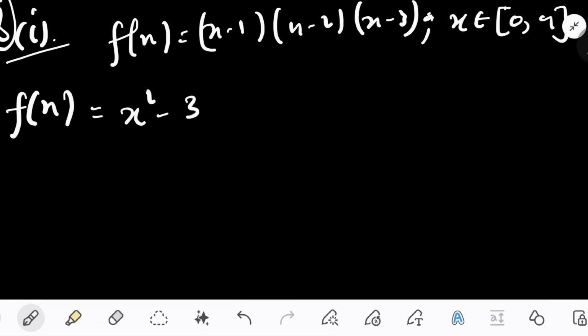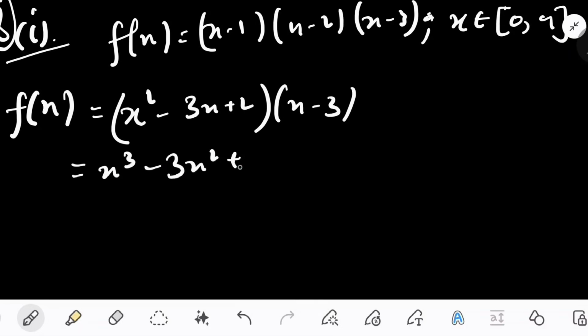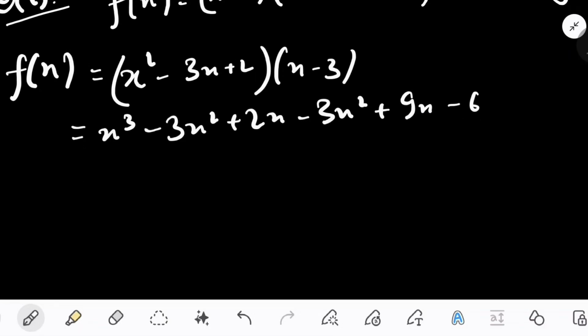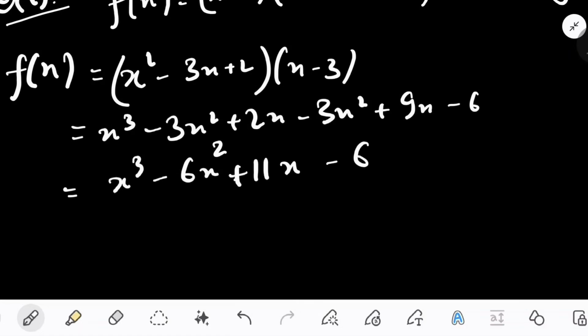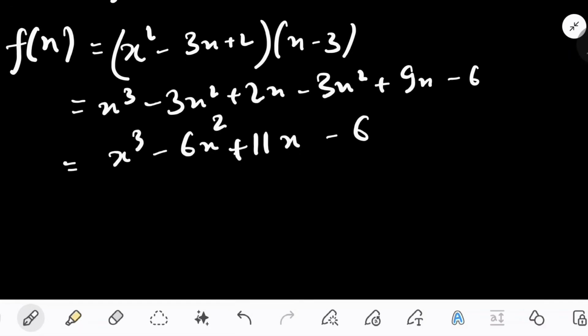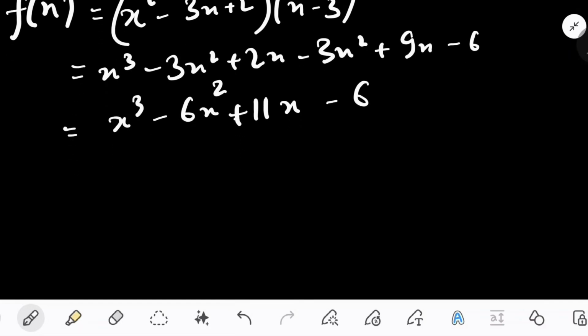You get x square minus 3x plus 2 into x minus 3. You get x cube minus 3x square plus 2x minus 3x square plus 9x minus 6, right? And just observe that you get x cube minus 6x square, I guess I'm doing the calculations right, I hope, plus 11x minus 6. If my calculations are wrong at some point, just bear with it because there's a chance that while recording things may not come out well. So just observe it, and if there's a problem then please let me know, I will clear it.